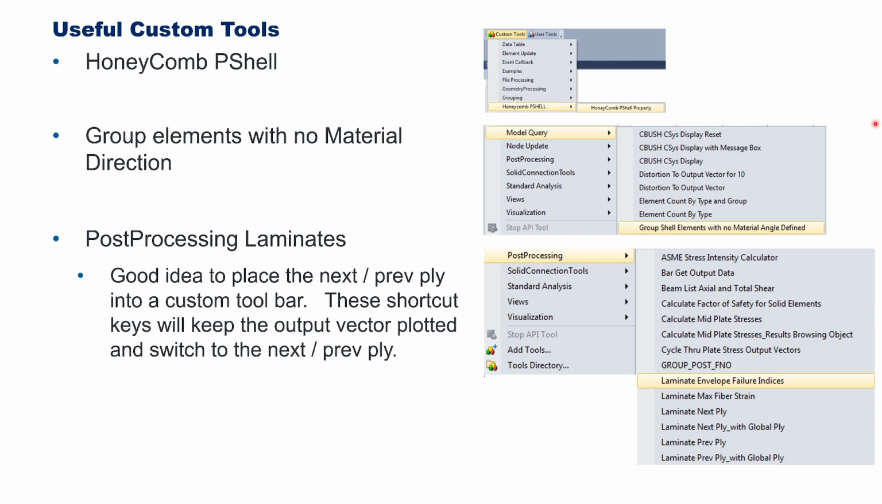And then what I will demonstrate here is the post-processing laminates tool. In here we'll take a look at the next ply and previous ply. These are just little shortcuts that help you jump from one ply to the other without having to increment through the individual vector results for a ply, such as stress, strain, etc., and the directional stresses. This will keep the same sort of result you're looking at, be it stress, strain, etc., and just go from one ply to the next ply. It also works with the global plies, and helps you increment through them.